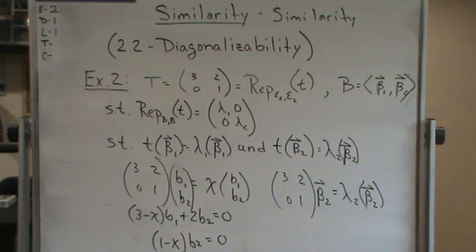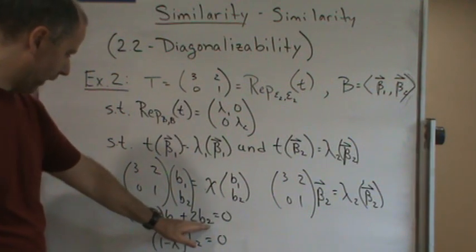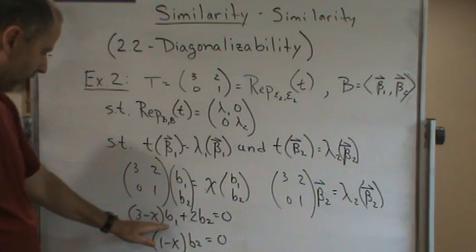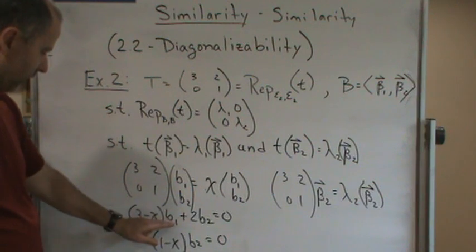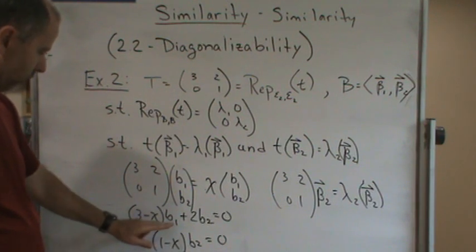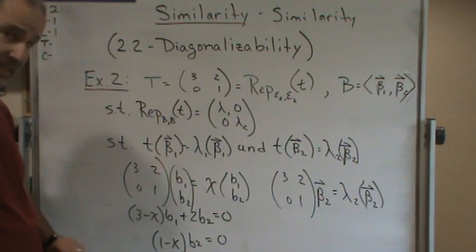Okay, so those are the only two possibilities. Now, if b2 is equal to 0, then that gives us two possible answers for the first equation. Because if b2 is equal to 0, this goes away, and we end up with the case that either b1 is equal to 0 or 3 minus x is equal to 0.